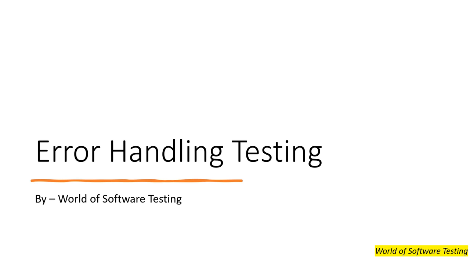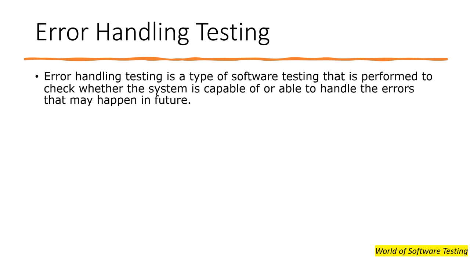So in this lecture, let's discuss one more testing type, which is error handling testing. Error handling testing is a type of software testing performed to check whether the system is capable of handling the errors that may happen in future or not. The application is smart enough to identify incorrect transactions, take the appropriate decision, and intimate the end user. The testing is performed by both developers as well as testers. The error handling testing technique should include handling both errors and exception scenarios.